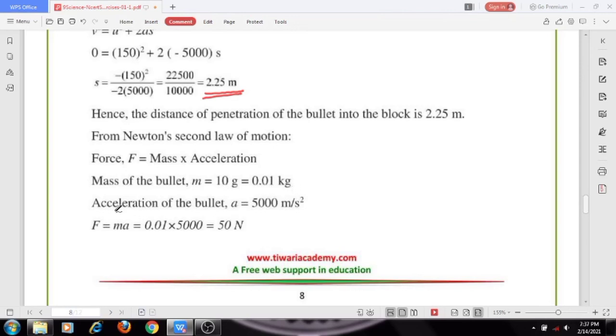Then what is the acceleration of the bullet? It is a equal to 5000 meter per second square. Then F equal to m a, m is 0.01 kg into a is 5000 meter per second square, which is equal to 50 Newton. So this is the force which is exerted by the bullet on the wooden block.